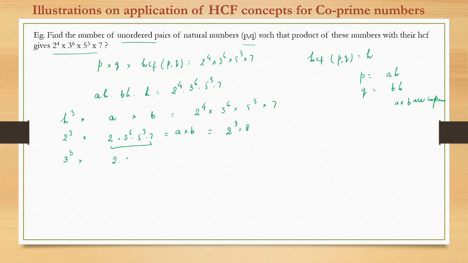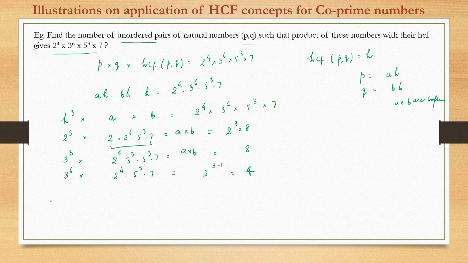Now what remains is 2 into 3 cubed into 5 cubed into 7. So again this can be written in 8 ways, which is again 8 ways. Now next, suppose h cubed takes a value of 3 raised to power 6. So what remains is 2 raised to power 4 into 5 cubed into 7. Here only 3 prime factors are there, so the number will be 2 raised to power 3 minus 1, which is 4, right? 2 raised to power 3 minus 1.